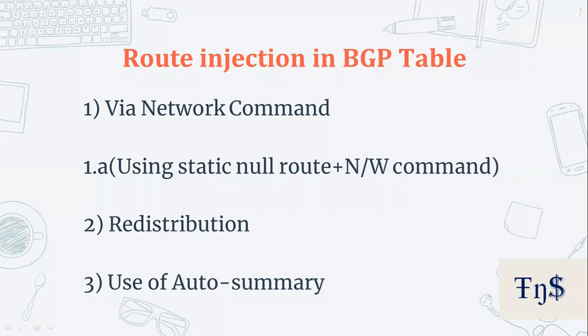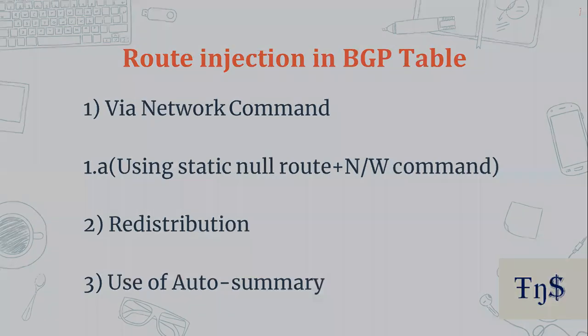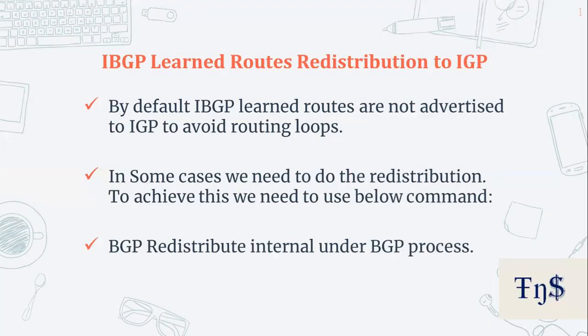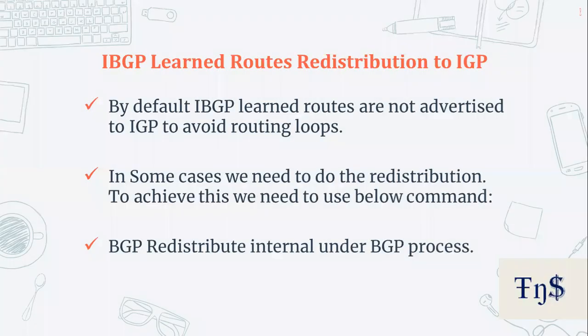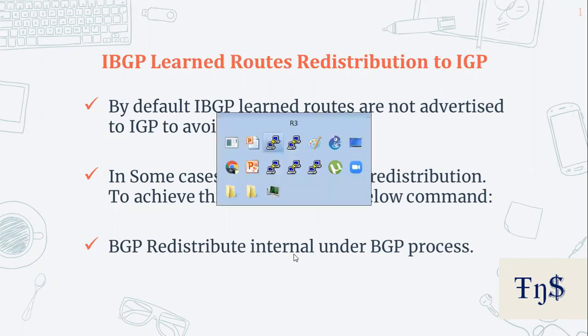Okay, what else? IBGP learned routes redistribution to IGP. So for this one, you see the very first line: by default, IBGP learned routes are not advertised to IGP to avoid routing loops. So what does it mean?